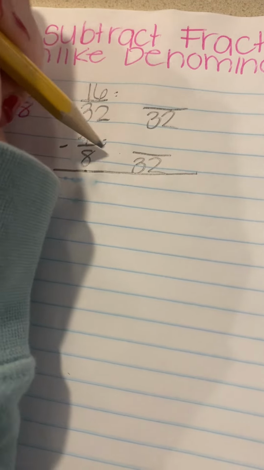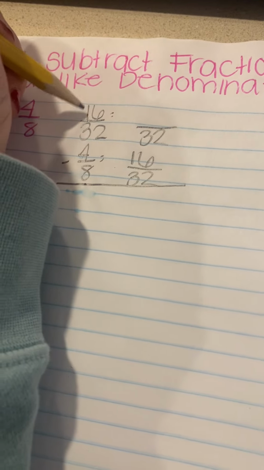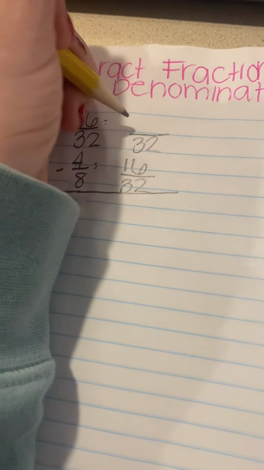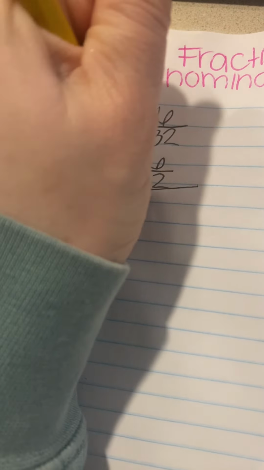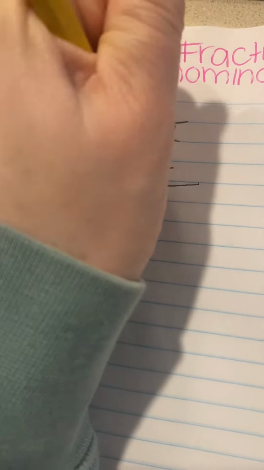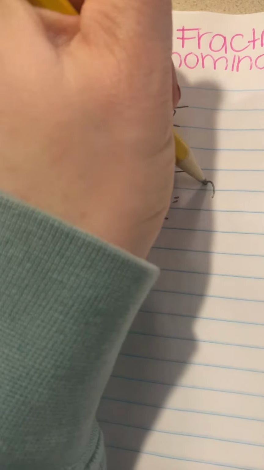So I know 8 times 4 is 32, and 4 times 4 is 16. 32 times 1 is 32, and then 16 times 1 is 16. So if I do 16 minus 16, that is 0 over 32. So when you're in a situation like this, your answer is just 0.